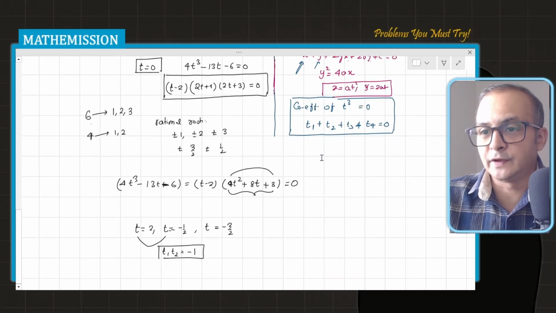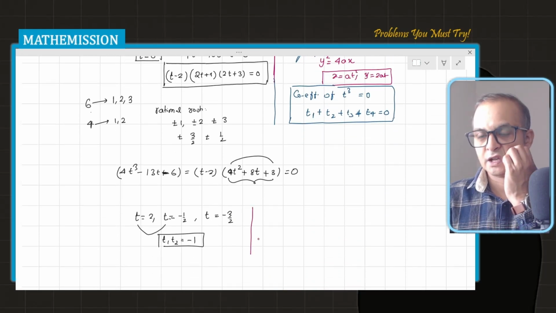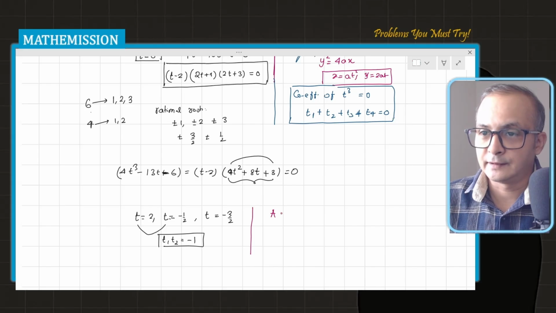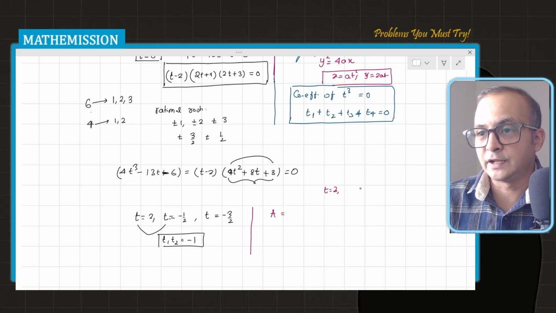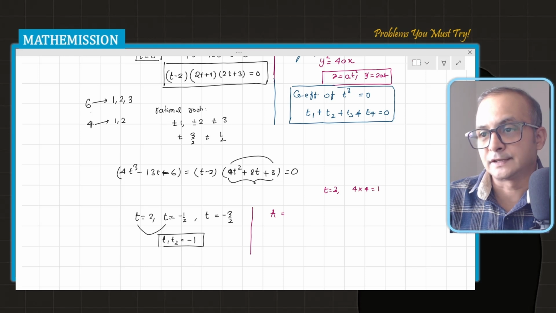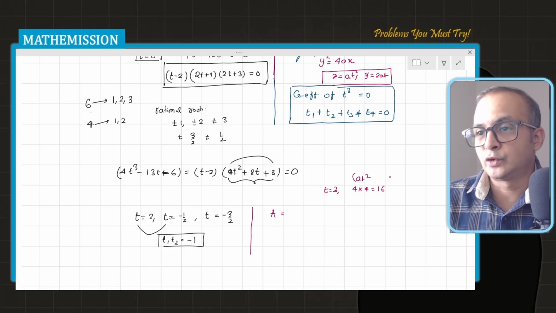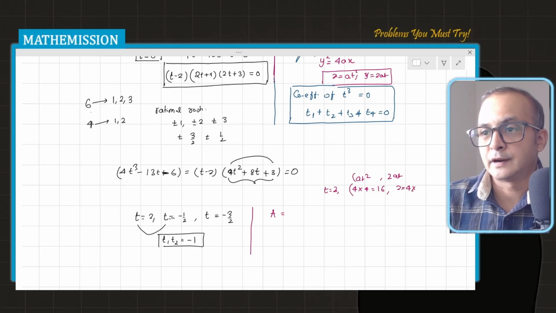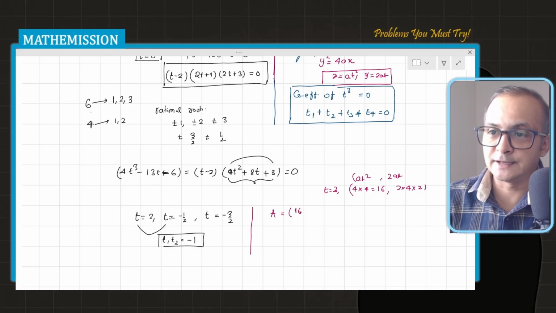The points what we get. So let's find the point also. Let's say A is what? At t is equal to 2, the A coordinate is 4t square into 2, that is 8t square, 2 into that is 16. This point is 16.